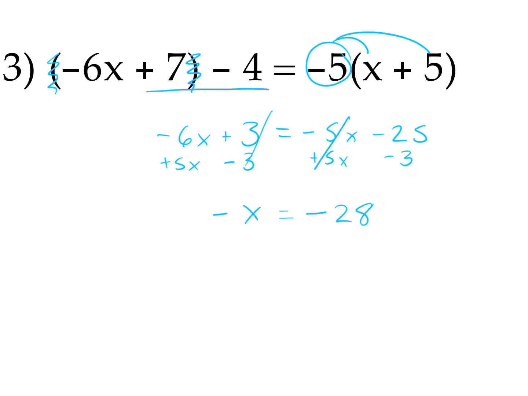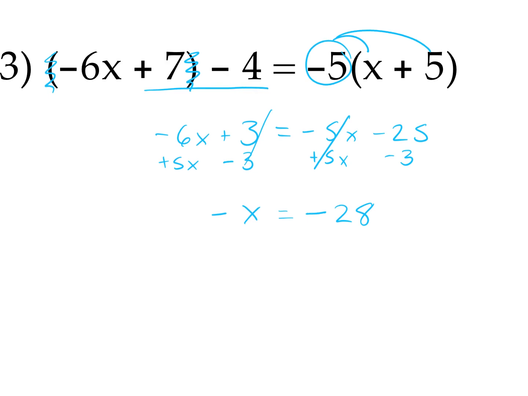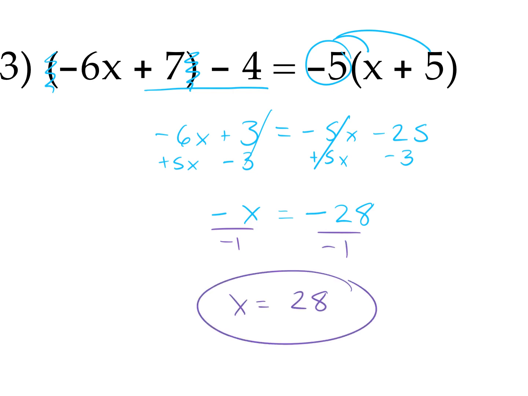Am I done? No. We need to get x all by itself. So I need to get rid of that negative in front of the x. So how do I get rid of the negative? Divide by negative 1. So x is equal to positive 28.